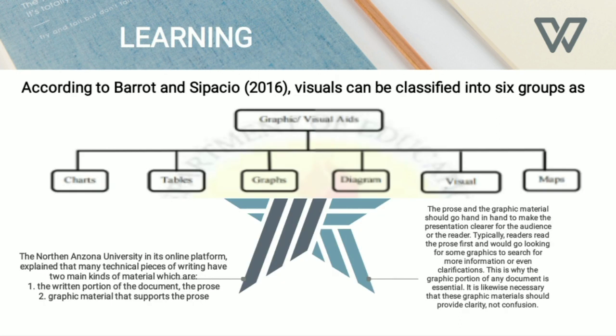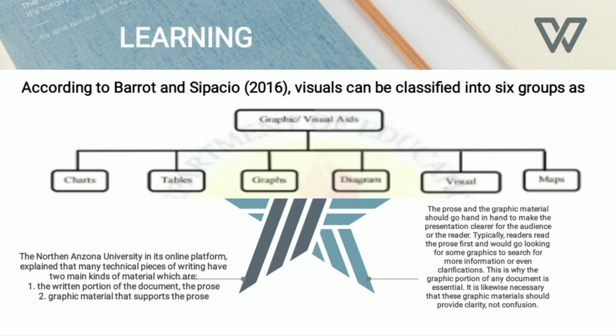According to Barrett and Sepasha 2016, visuals can be classified into six groups: charts, tables, graphs, diagrams, visuals, and maps. Northern Arizona University, in its online platform, explained that many technical pieces of writing have two main kinds of material, which are the written portion or documented prose and the graphic materials that support the prose.